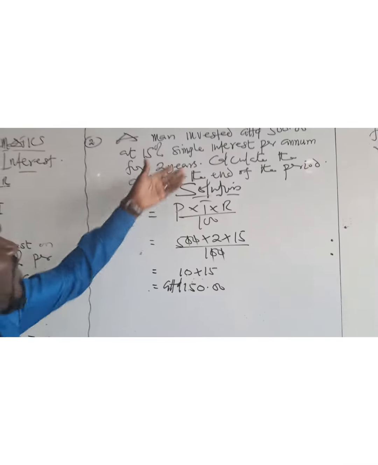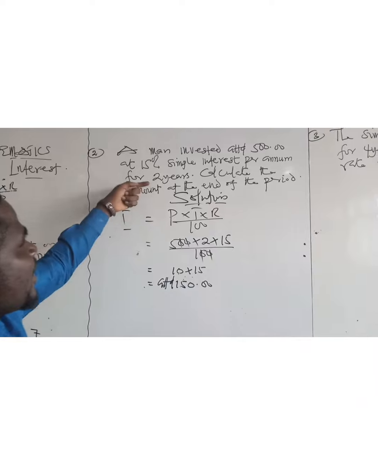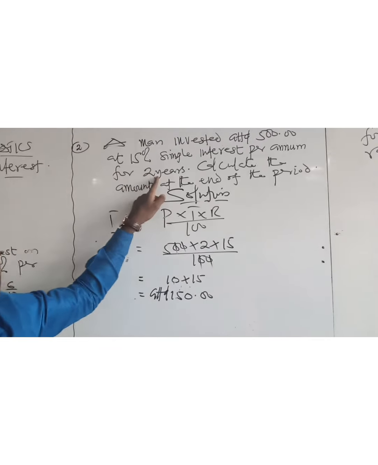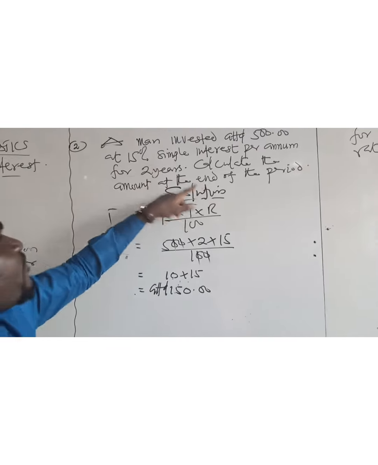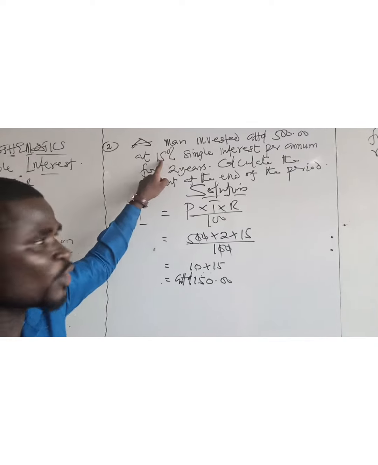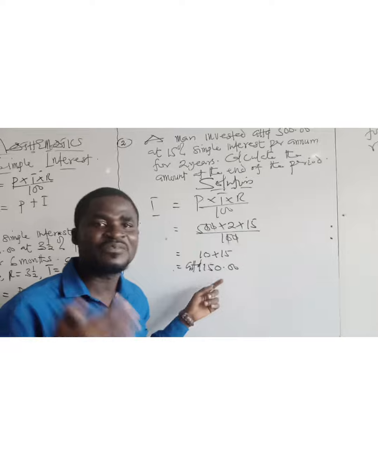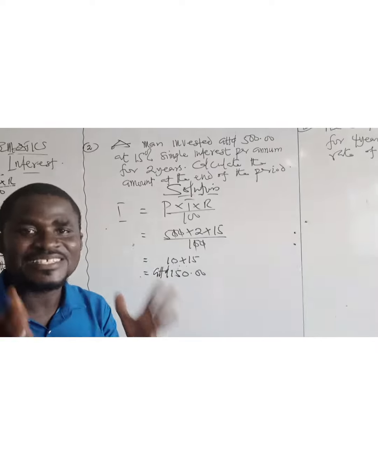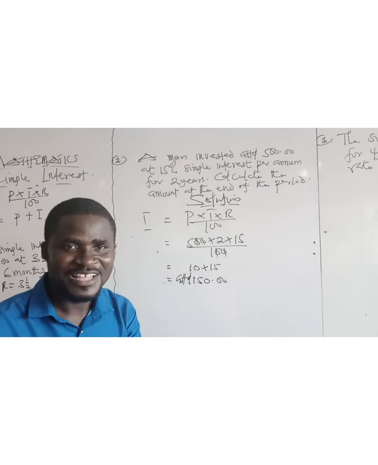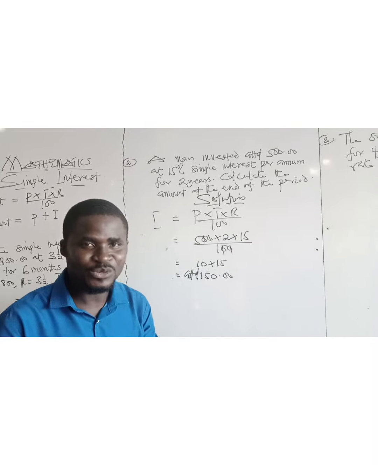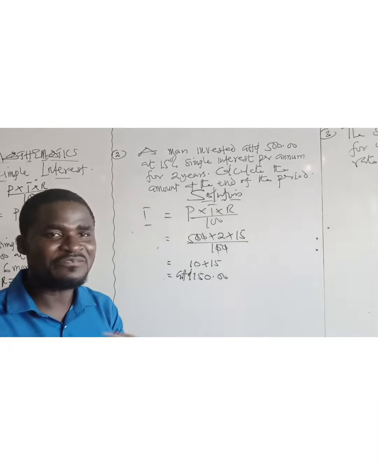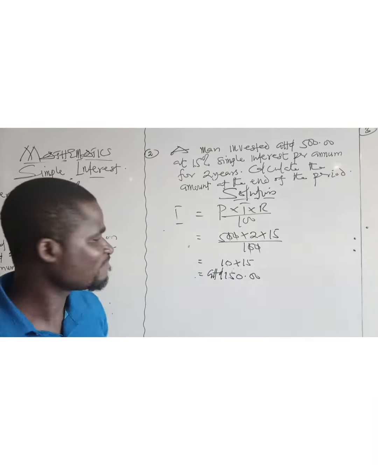Now you took a loan of 500 Ghana cedis. You are going to pay the loan within 2 years at a rate of 15%. So at the end of the 2 years, you are going to pay 150 Ghana cedis as interest. If you are getting all the steps, good. Follow me. Math is very, very interesting.